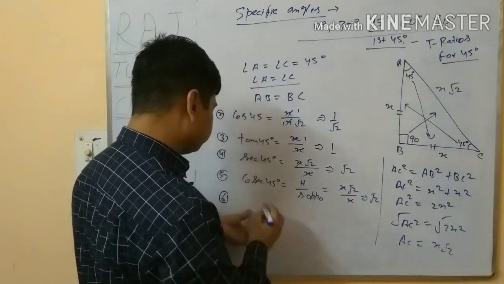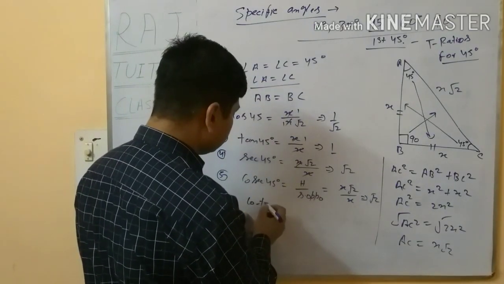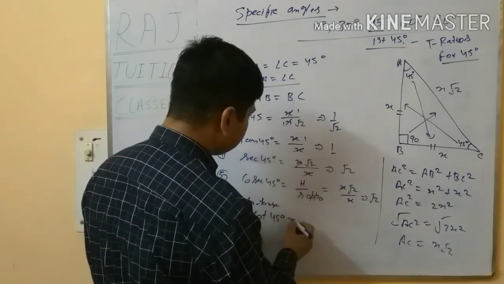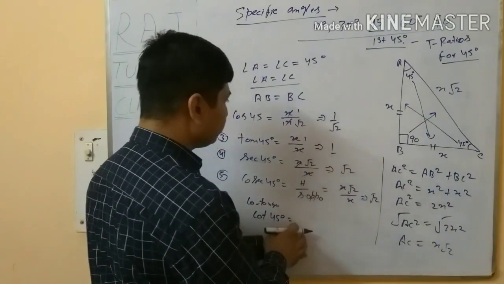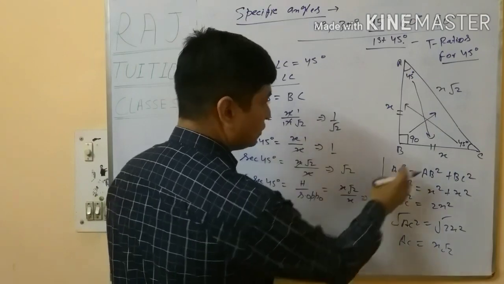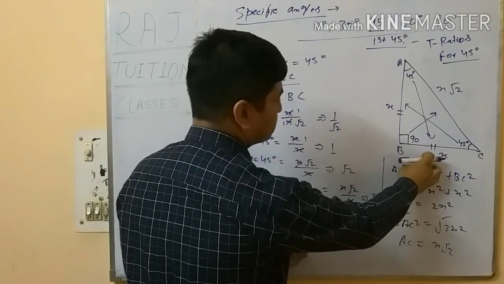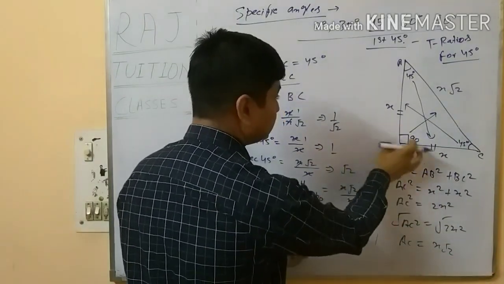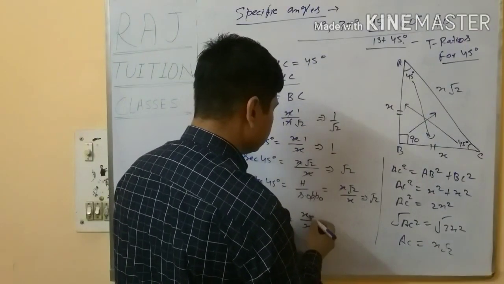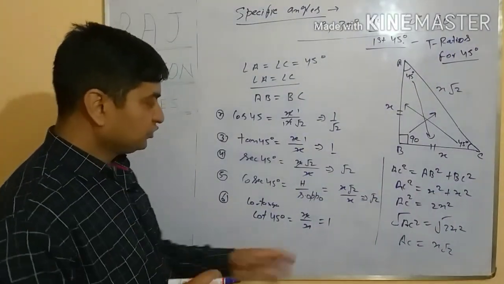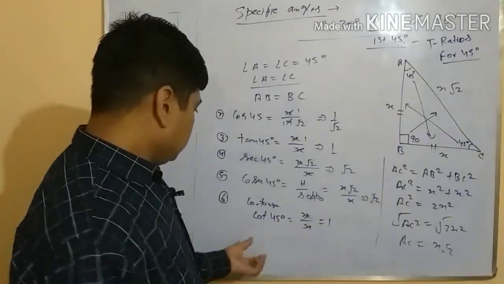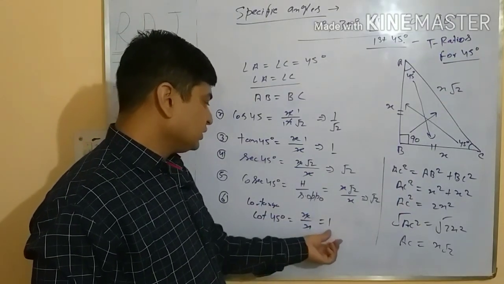Number 6, cotangent, or we can say cot. What is cot 45? Cot 45 will be the reciprocal of tan. Cot 45 is the side adjacent to angle 45 divided by the side opposite to angle 45. So x upon x will have a value of 1. Okay, cot 45 is 1.